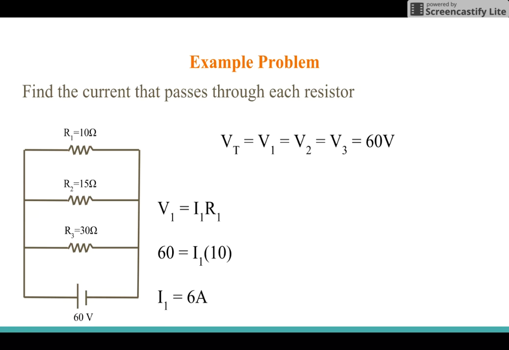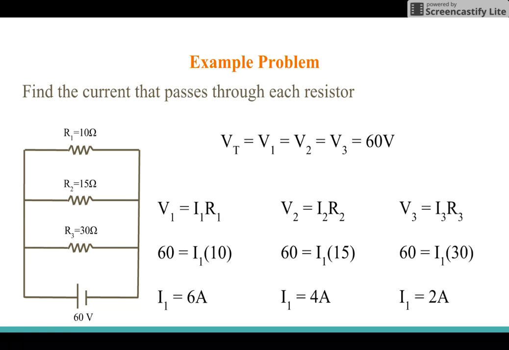We can use Ohm's law for each branch of the circuit. So for the first branch, 60 volts is equal to the current times 10 ohms, which gives us a current of 6 amperes. Using Ohm's law for the second branch gives us a current of 4 amperes. And for the third and final branch, Ohm's law gives us 2 amperes.